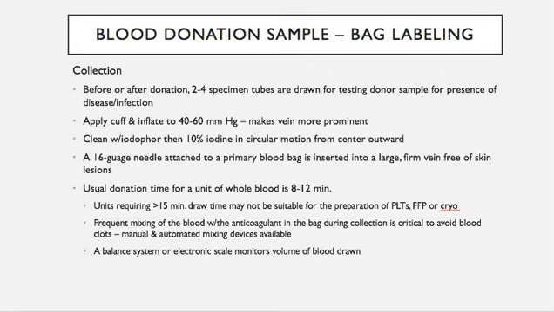FFP, or cryo, and frequent mixing of the blood with the anticoagulant in the bag during the collection process is critical to avoid blood clots. They have manual and automated mixing devices available. And then there's a balance system or an electronic scale that monitors the volume of the blood drawn.